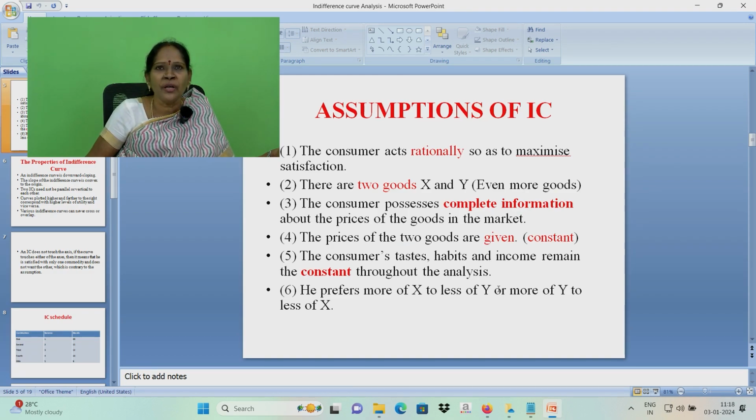Assumptions of indifference curves are: the consumer acts rationally, that is, they try to get the maximum satisfaction by using two different commodities. There are two goods, for example, X commodity and Y commodity, though we can assume many commodities also. The consumer possesses complete information about the price of the goods available in the market. The prices of the two goods are constant. The consumer's taste, habits and income should remain constant for the full analysis. If he prefers more of X commodity, automatically he should consume less of Y commodity, or vice versa.